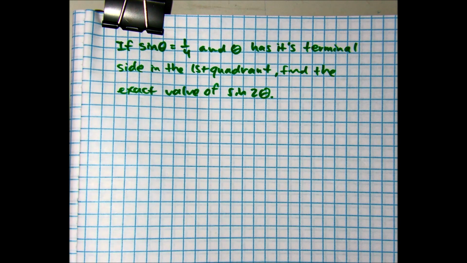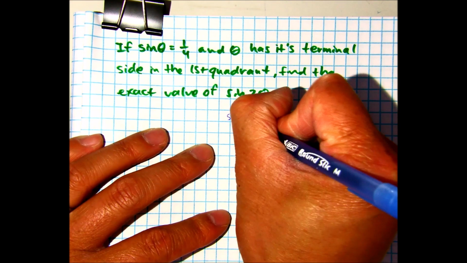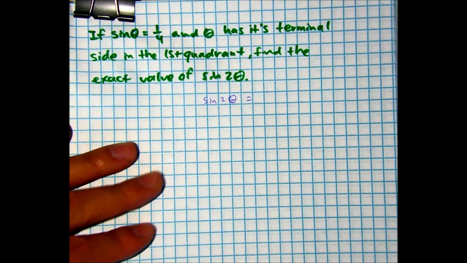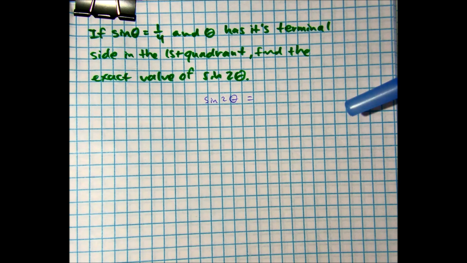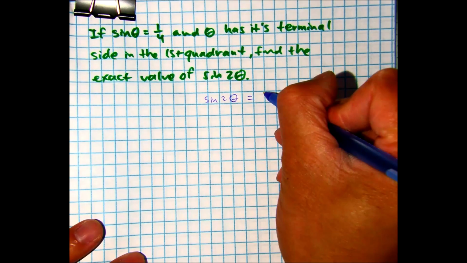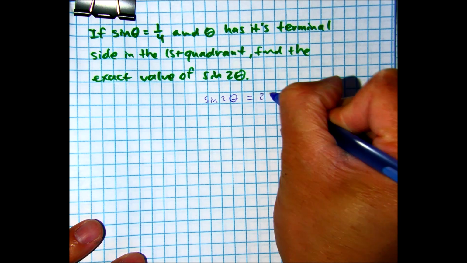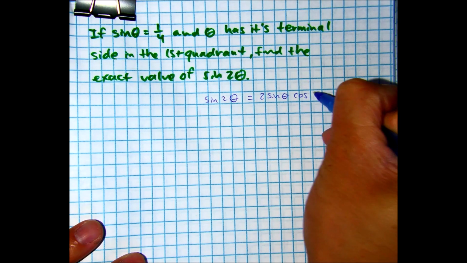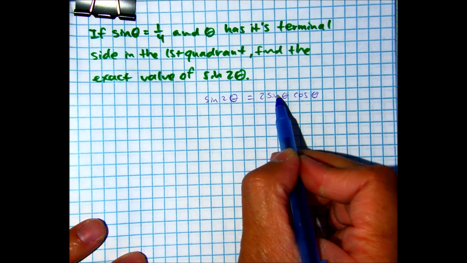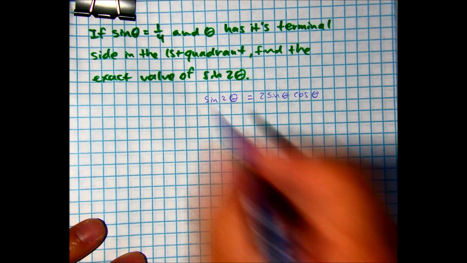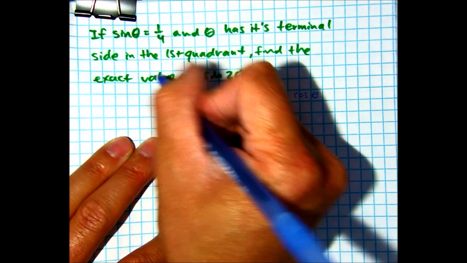Partner B, tell partner A, what is it? Jason? Sine 2a equals 2 times sine a cosine a. 2 times sine of theta cosine of theta. That is called the double angle identity.